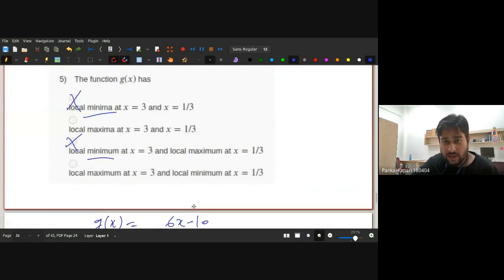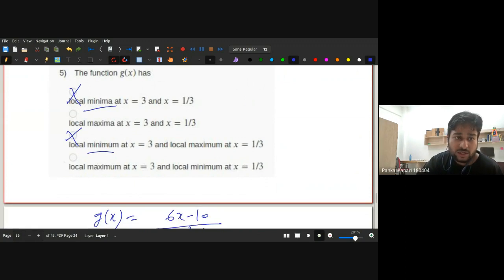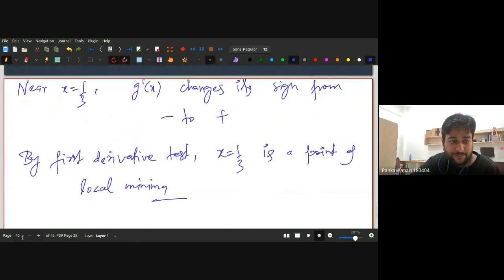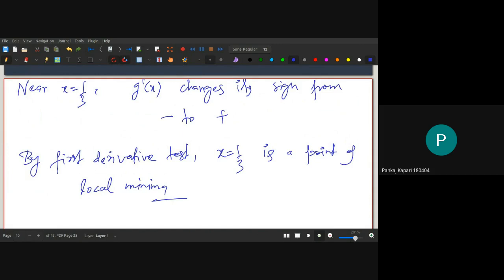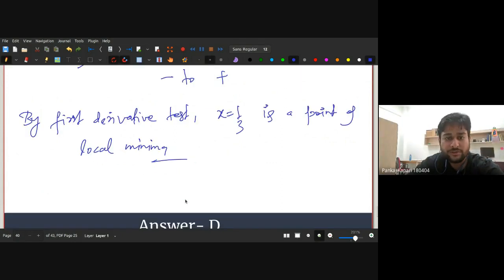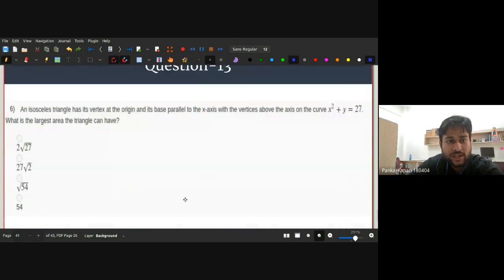So now we have the nature of all the critical points. One is local maxima, one is local minima. So the last option is correct. This one is also false. Okay, so any questions? Okay, so if no questions, let's move to the next problem.